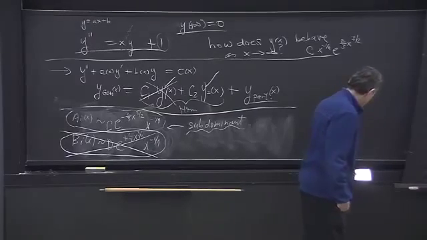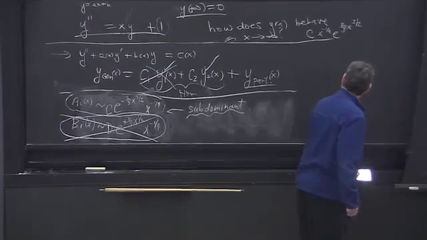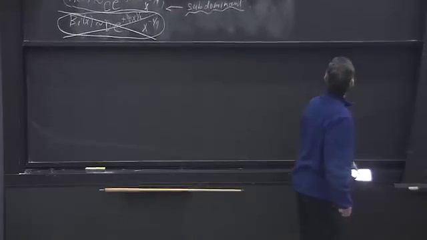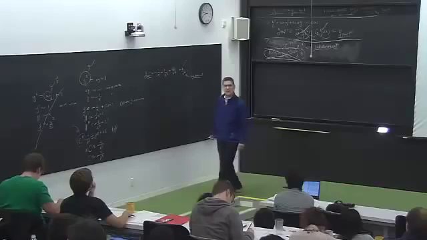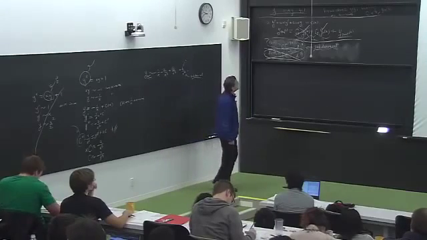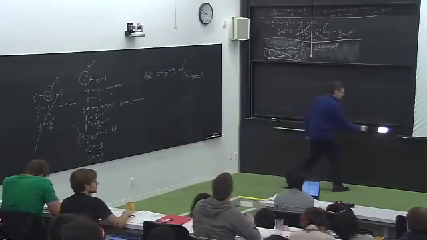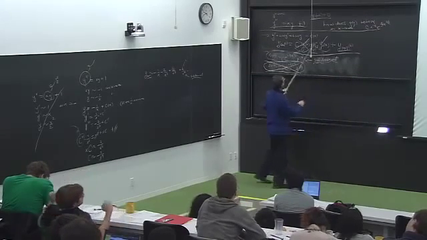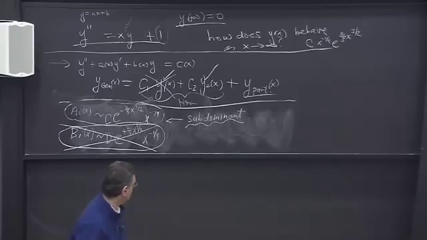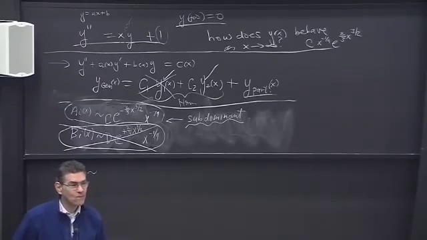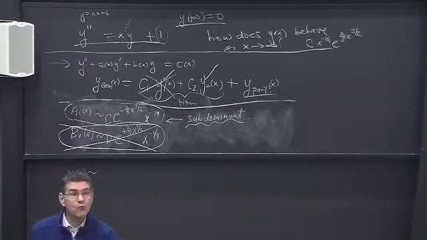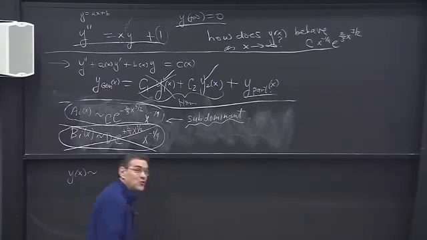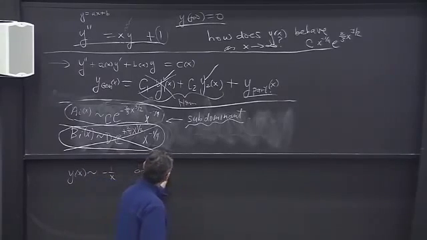Okay, so the question is now, what do you say to the guy? What's the answer? If he tells you that y of infinity happens to be 0, now what do you say to the guy? How does y of x behave? Negative 1 over x. That's the answer to the question. It behaves like minus 1 over x as x goes to infinity.